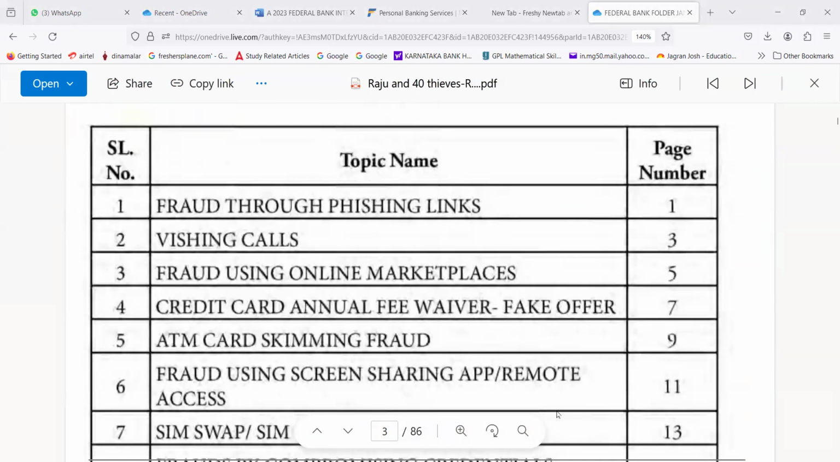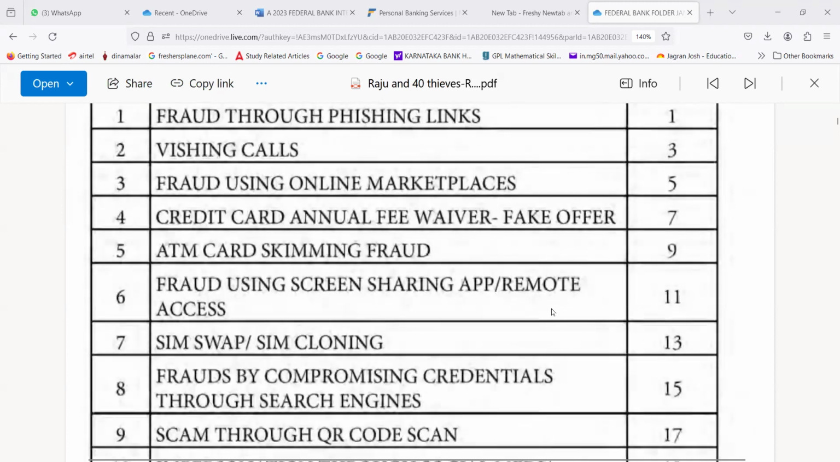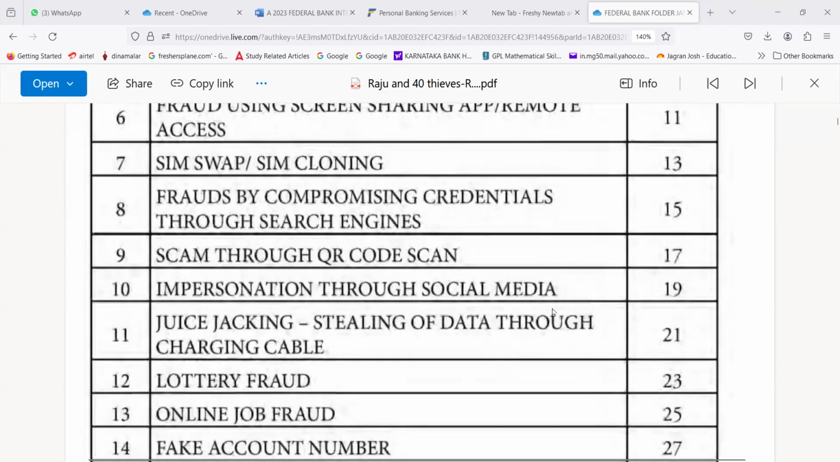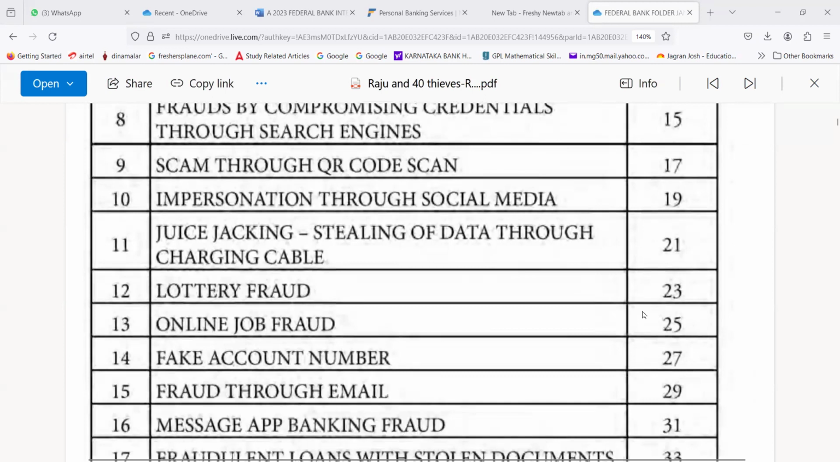For example, Kaviram, please read what frauds they have discussed here. Please read number 1, 2, 3 like that. Yes, sir. 1, fraud through phishing links. 2, phishing calls. 3, fraud using online marketplaces. 4, credit card annual fee waiver fake offer. 5, ATM card skimming fraud. 6, fraud using screen sharing app, remote access. 7, SIM swap, SIM cloning. 8, frauds by compromising credentials through search engines. 9, scam through QR code scan.